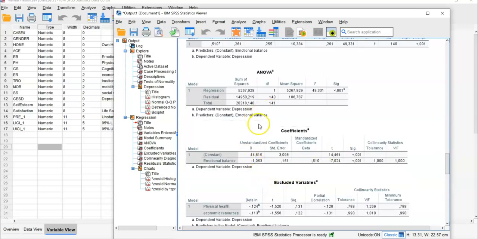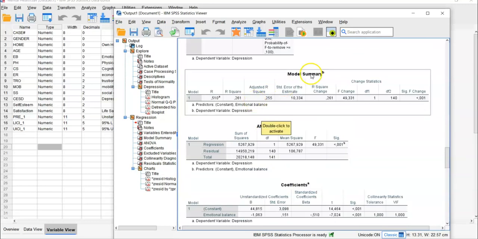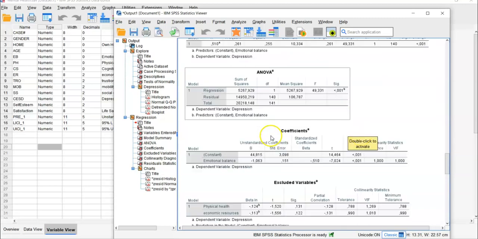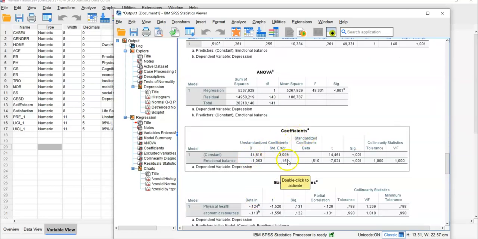In the model summary, what is important is the R value, which when squared becomes the variance. The emotional balance influenced the depression about 26%. The reason for depression can be emotional balance at 26%. Then you have another significant table, and the coefficients table that you need to write your equation. The constant is 44.81, plus emotional balance at minus 1.06. You will need this table to write your equation.